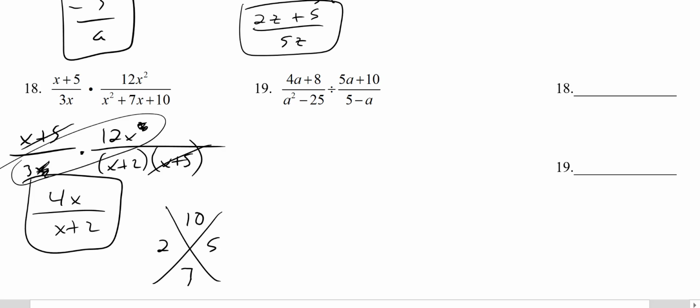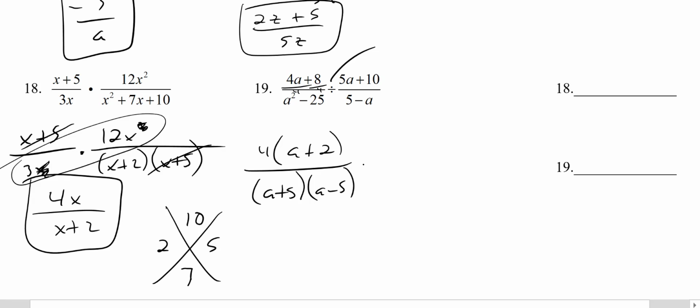Okay? All right. This next one, see this division? So just make sure you change it into multiplication. Okay, so let's do that. First, I'm going to factor out a 4 out of this guy. Got to do a lot of factoring. So it's 4 parentheses a plus 2. The bottom is the difference of 2 squares. A plus 5, a minus 5. And I'm going to change it into multiplication and flip that.